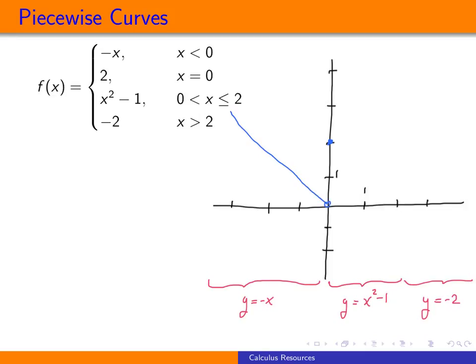But I'm going to include an open circle there because it's for x less than, not at 0. Now for y equals x squared minus 1, this is from 0 up to and including 2. So at 0, that function would be defined to be minus 1, but I'm going to put an open circle once again because it's not defined at 0. And then at 2, the output would be the number 3. So we get the following curve. And then for x larger than 2, we get the line y equals minus 2.